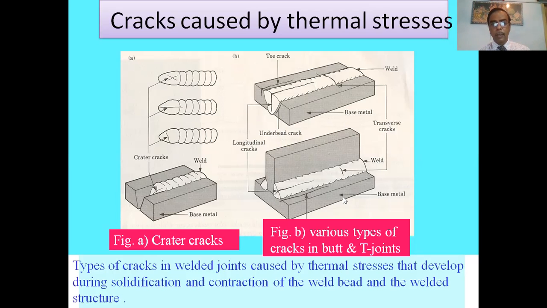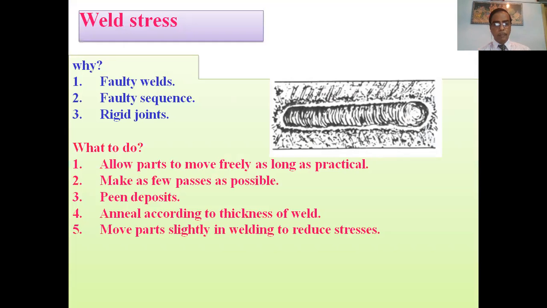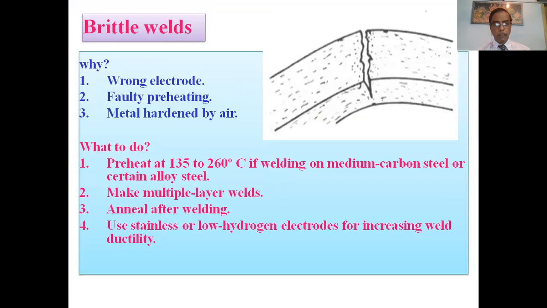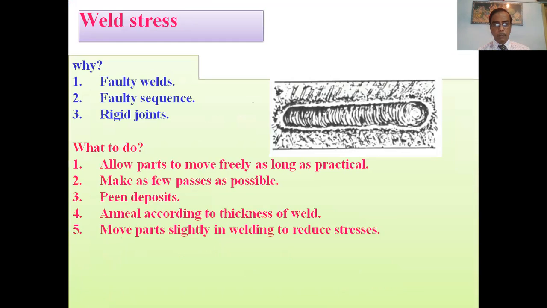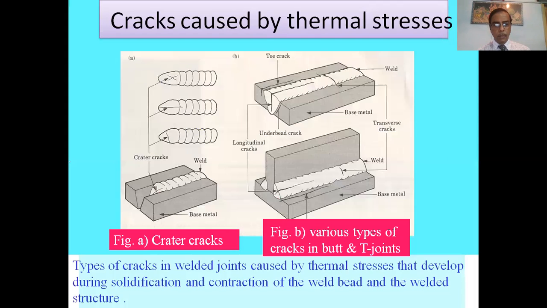So there are several cracks. Crater crack is mainly caused by thermal stresses. This type of crack in a welded joint is caused by thermal stresses that develop during solidification and contraction of the weld bead and welded structure.